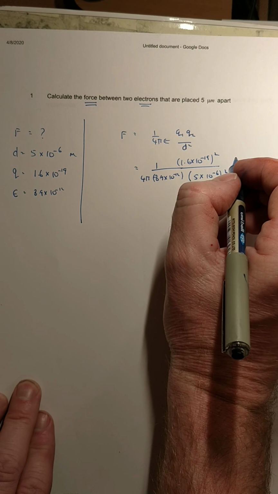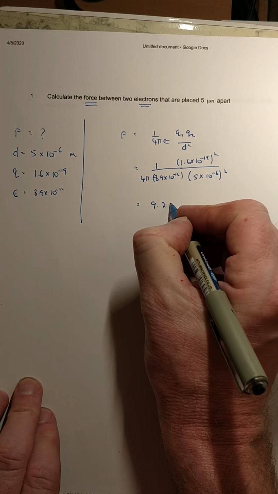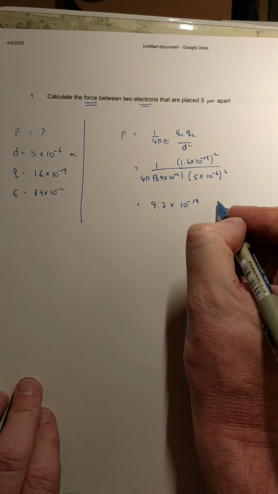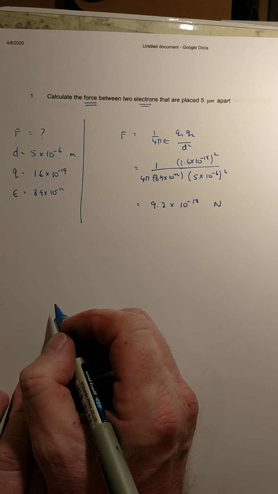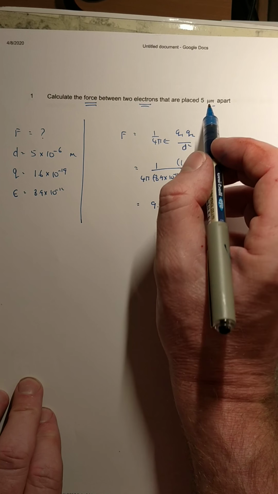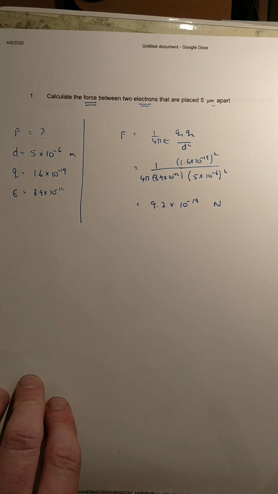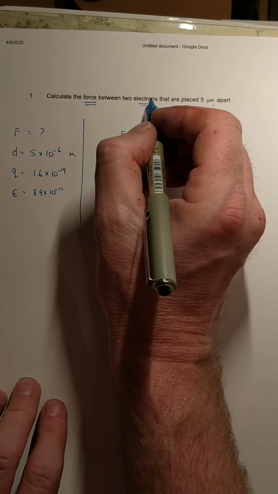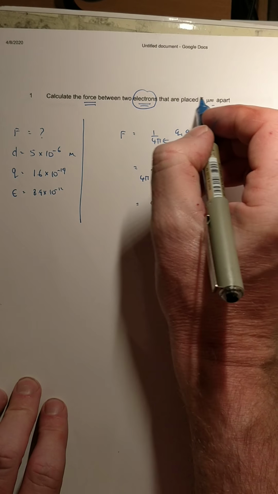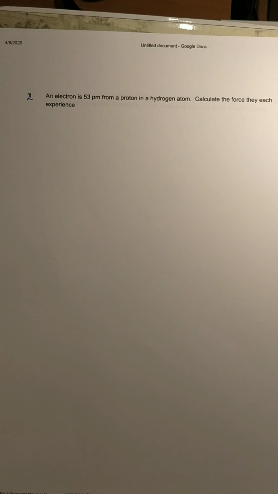And I end up with a value of 9.2 by 10 to the minus 18 newtons, which is a tiny force. But remember, electrons have a tiny charge, and 5 micrometers is actually quite a large distance. They are far apart, tiny charge, tiny force. But it's just applying Coulomb's law. But we have to remember charge. When we see electrons, we know the charge of the electron, and we know the permittivity from pages 46 and 47. Question 2.